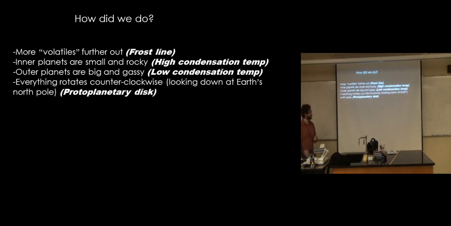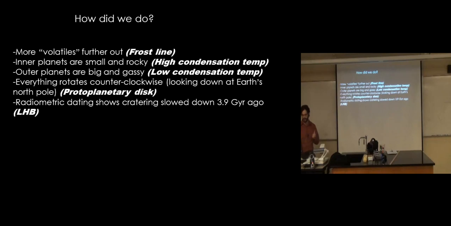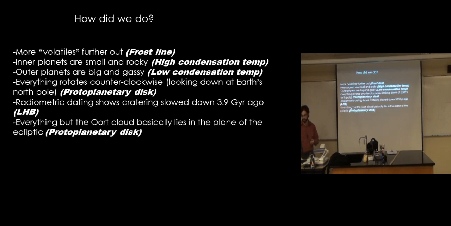Everything rotates in the same direction, both rotates and orbits. That's the protoplanetary disk idea, just the conservation of angular momentum as the big cloud of gas starts condensing and spinning. This idea of an early terrible time in our impact history is the late heavy bombardment during the cleaning up phase. Everything but the Oort Cloud lies in the plane of the ecliptic. Protoplanetary disk, got that. And then we also get the exceptions to all of the rules, like Venus and Uranus and our co-planet, the Moon.